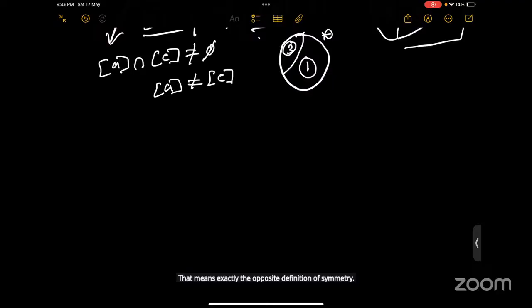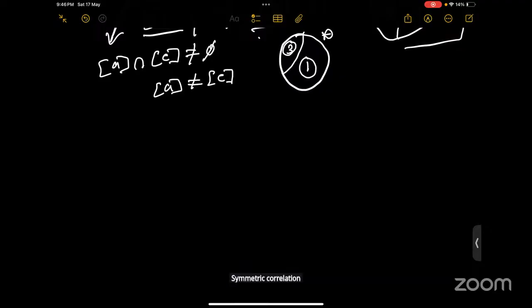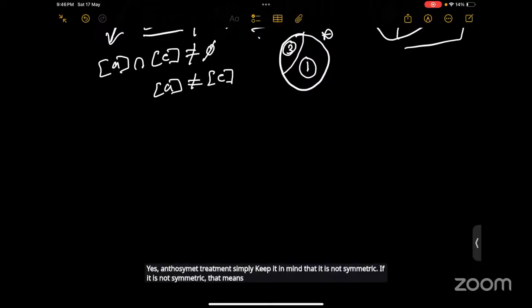Symmetric is also in our syllabus. No, you need not be bothered about antisymmetric. Symmetric relation is fine. No, there was an option antisymmetric. That's why I was asking about that. Yeah, antisymmetric means simply keep it in mind that it is not symmetric. If it is not symmetric, that now means it's clear. Not antisymmetric. Okay.